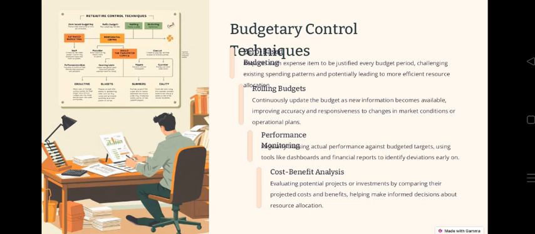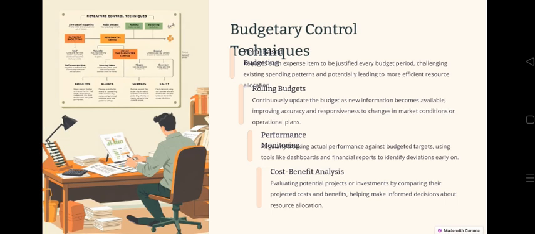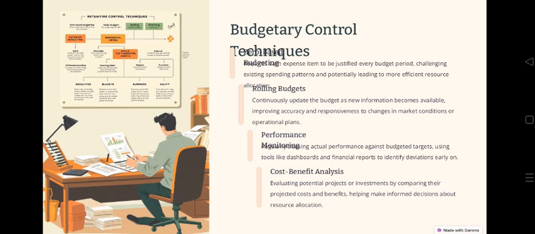Budgetary control techniques. So first, expense items to be justified every budget period, challenging existing spending patterns and potentially leading to more efficient resource allocation. Rolling budgets. Continuously update the budget as new information becomes available, improving accuracy and responsiveness to changes in market conditions or operational plans. So next one, performance monitoring.